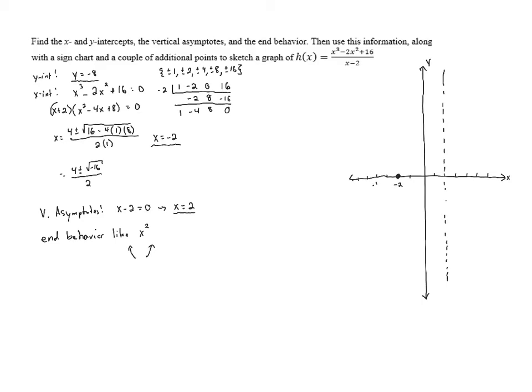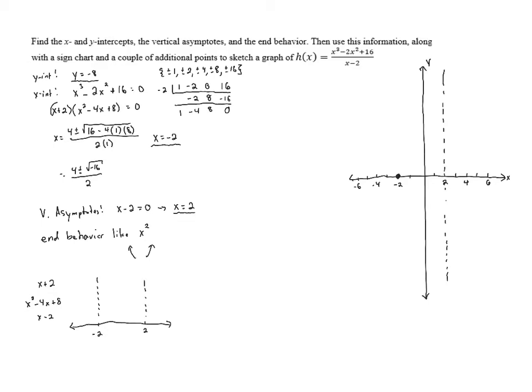So -2, -4, -6, 2, 4, 6. Let's go in and make our sign chart. So when we do this, we have x plus 2, x squared minus 4x plus 8, and we also have x minus 2. The only critical numbers are at -2 and 2.